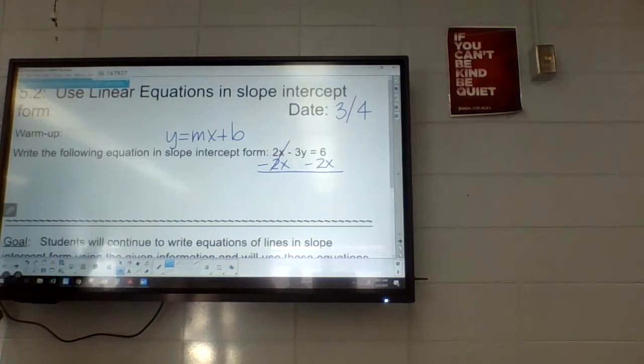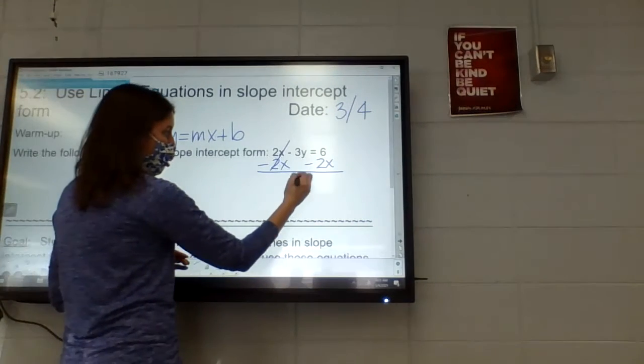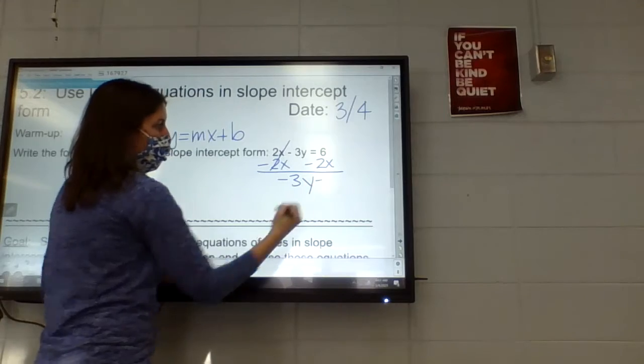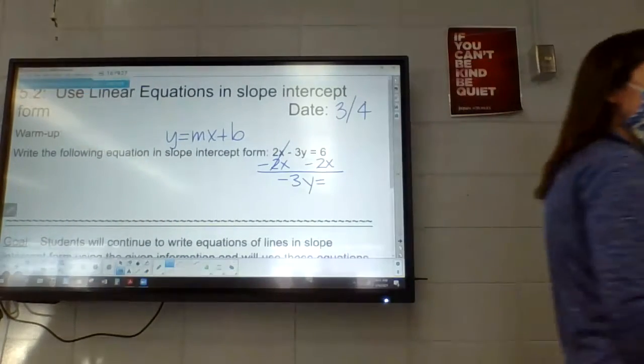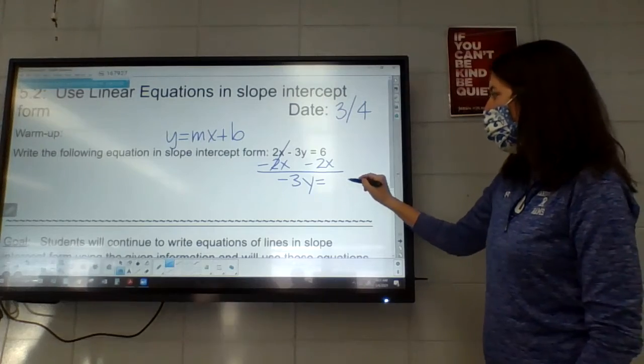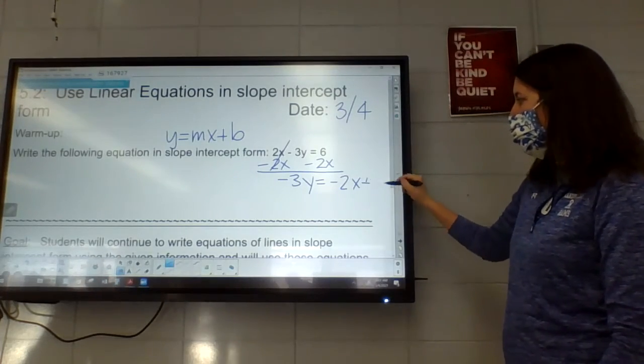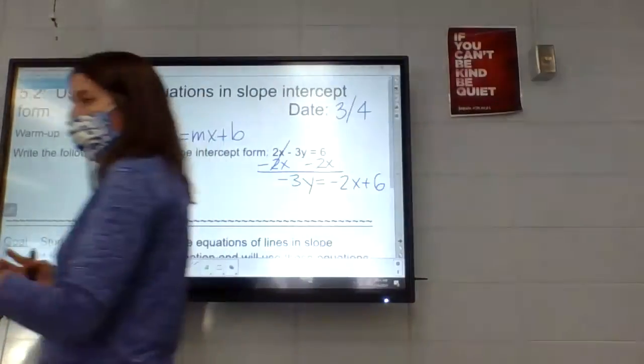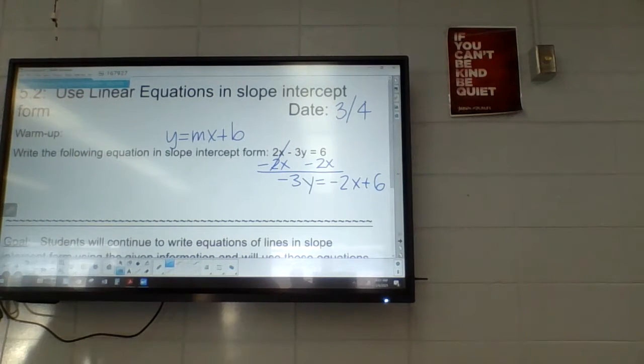So, on the left side, we're left with a negative 3y. On the right side, how did you guys write that? What order did you put that in? Yeah, I put negative 2x plus 8. Putting that negative 2x first is a little more helpful because we want it to be that mx plus b. Now, it wouldn't be wrong if you put 6 minus 2x. It just makes it a little bit easier to find m and b.